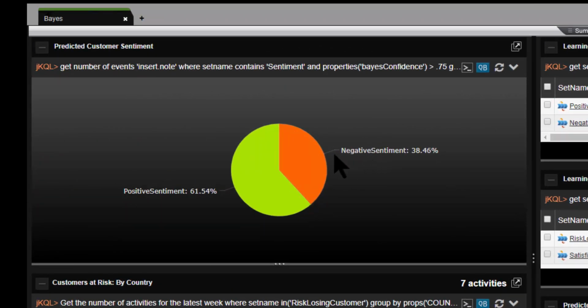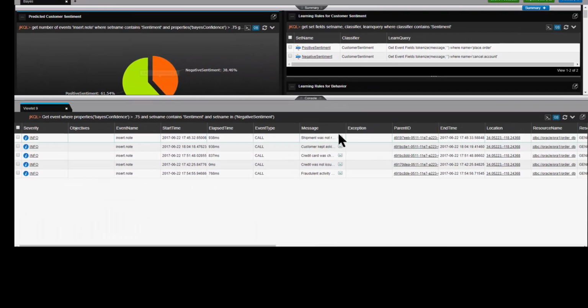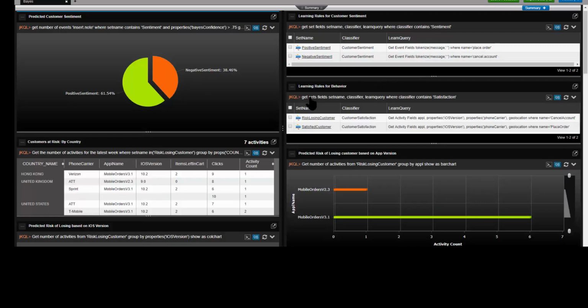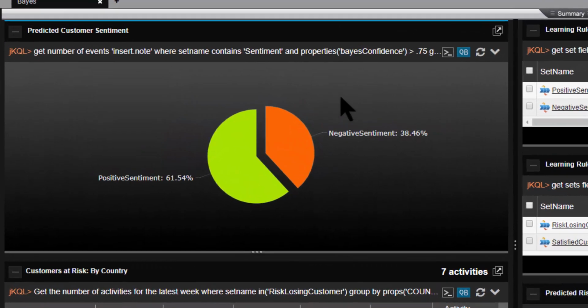Let's take a look at some of those messages. So historically, you can see some of them are around shipments not received, customers asking to speak with a supervisor, credit cards charged twice, credit not issued, and other fraudulent activity. Bayes has tokenized those, and when we get a new customer, it's able to predict whether they belong in the negative or the positive slices. But there's more we can do.